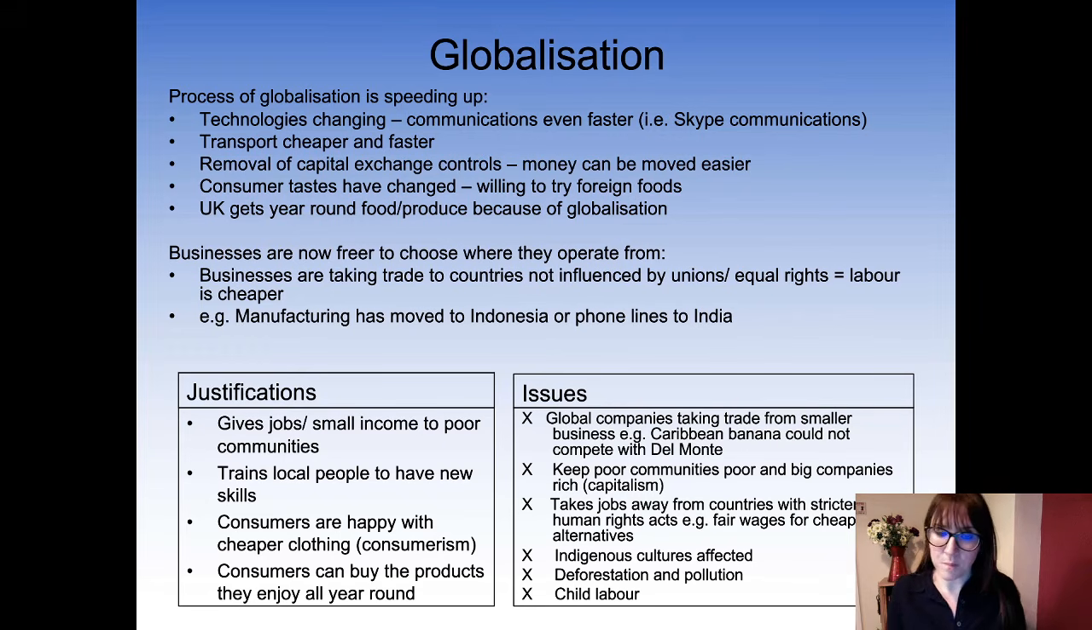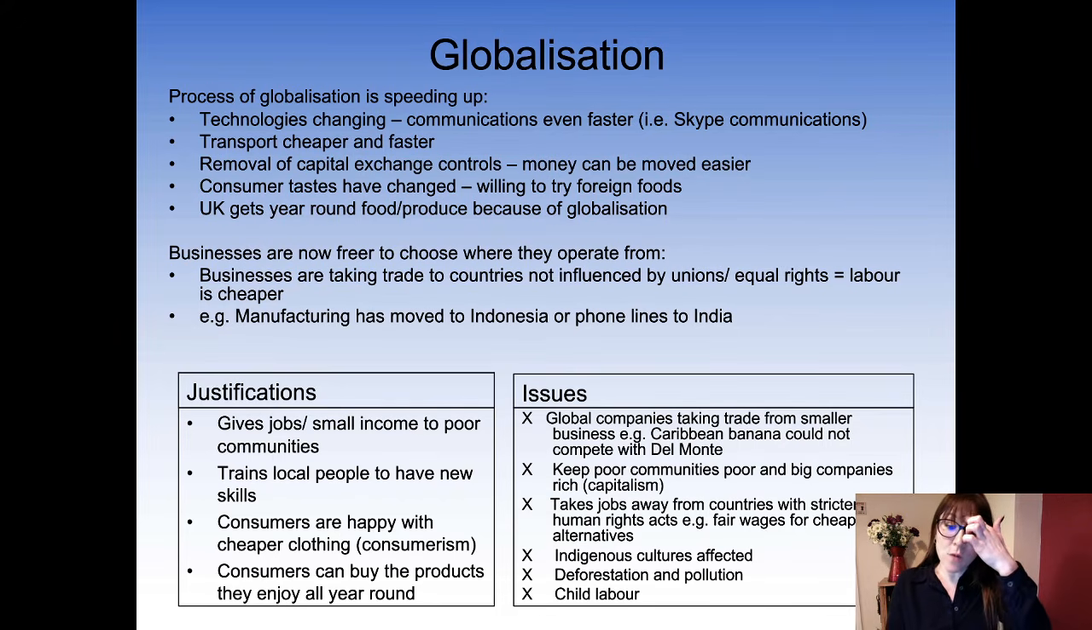Issues, however, so the crosses mean issues. Global companies taking trade from smaller businesses. So, for example, Caribbean bananas cannot compete with Del Monte. Del Monte is a massive company, and so the smaller businesses just can't compete and then go under, and it means the money is not being held within that small community. You keep poor communities poor and big companies rich because, again, the money is leaving the country rather than being put back into their country.